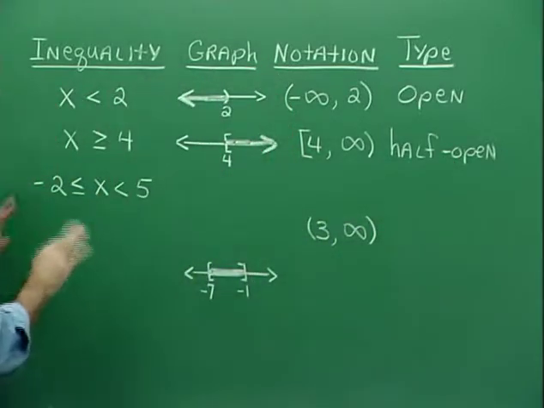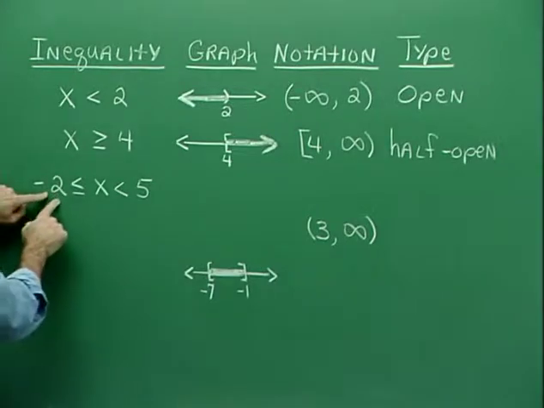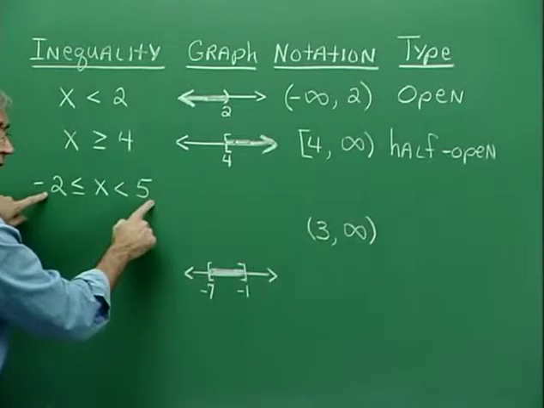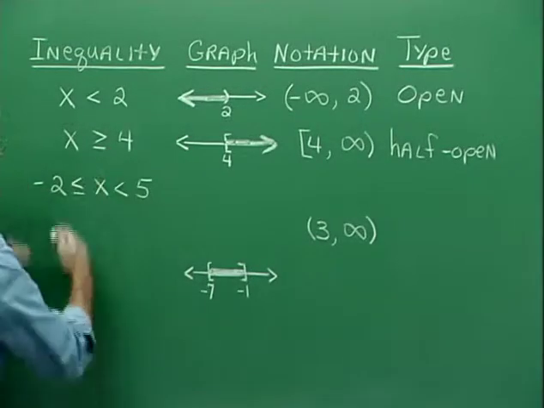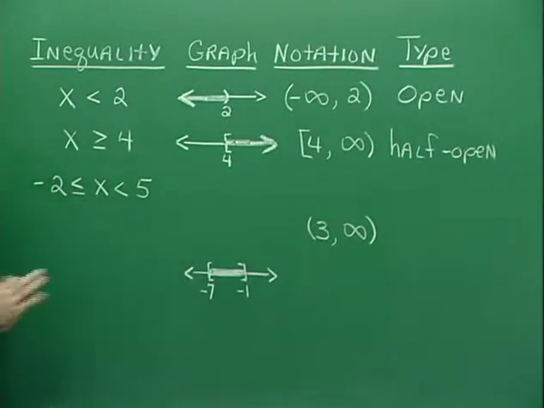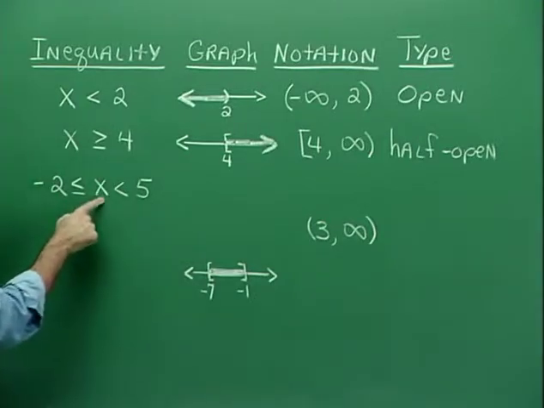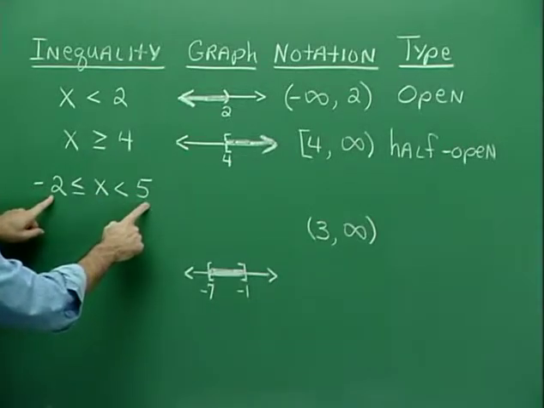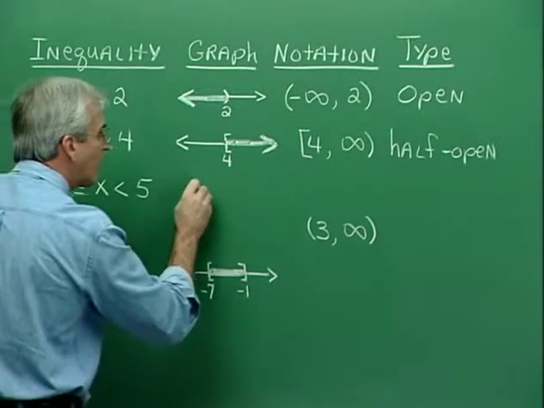For this one, we really have 2 inequalities in one. We read this as negative 2 is less than or equal to x, and x is less than 5. So we read this inequality, and then we read this inequality. So 2 inequalities in one. We can really think of this as a situation where the real numbers that we're describing are between negative 2 and 5.